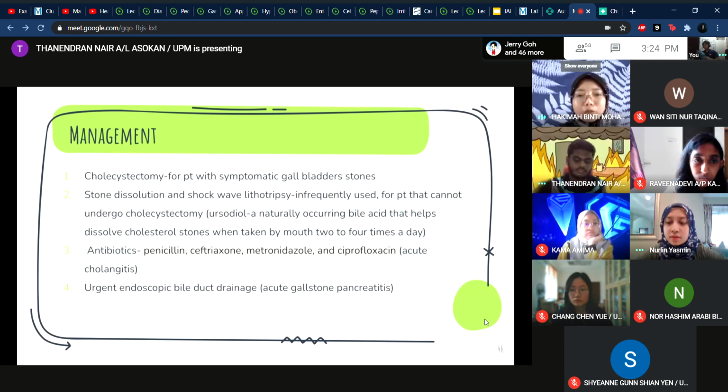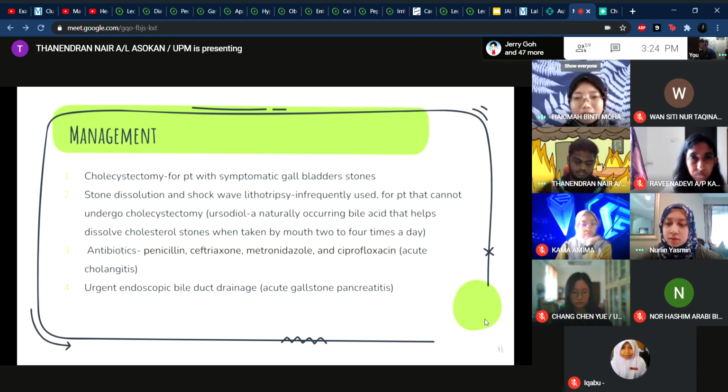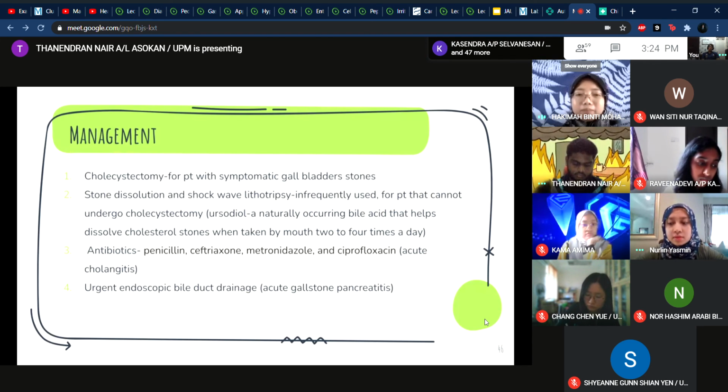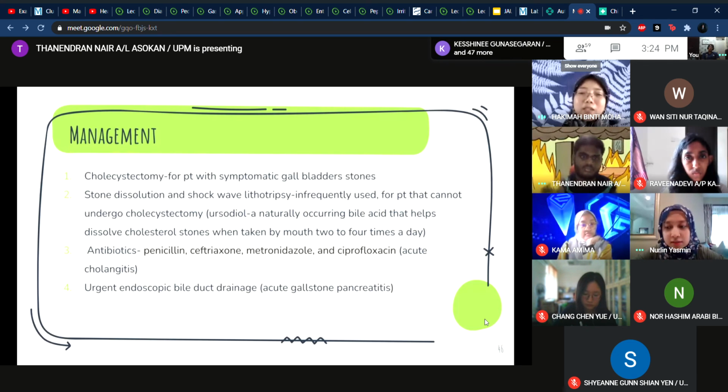If not, the patient will go through another cycle of infection, ascending cholangitis, shock, and at that time there is high mortality. Right, so doctor, then we let the patient go into another sepsis and then shock. Okay. Next.